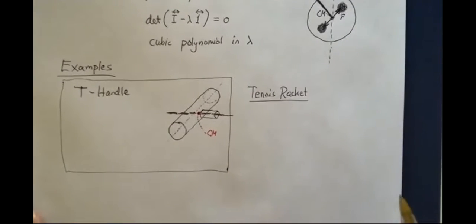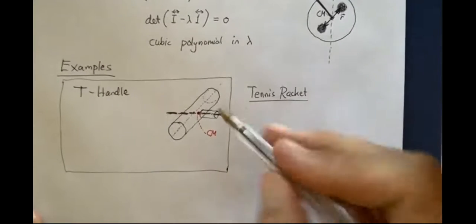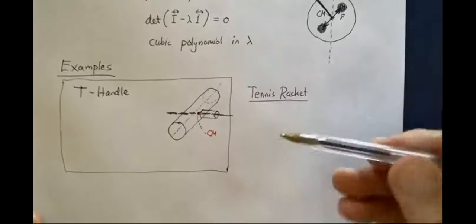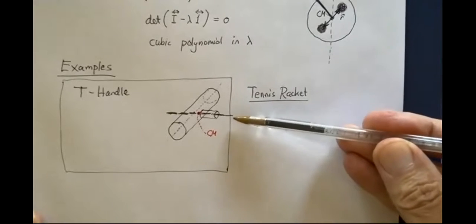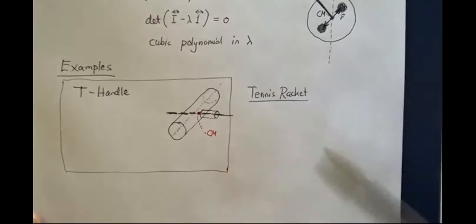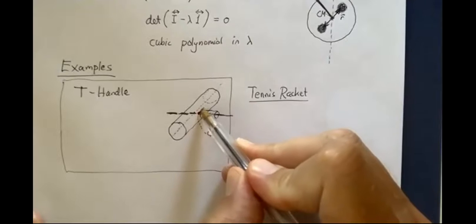They have to go through the center of mass. Obviously, this one's going to be a principal axis. You can see from symmetry that if you rotate this object about this axis, the angular momentum will be parallel to that axis. Now here's the crucial thing.